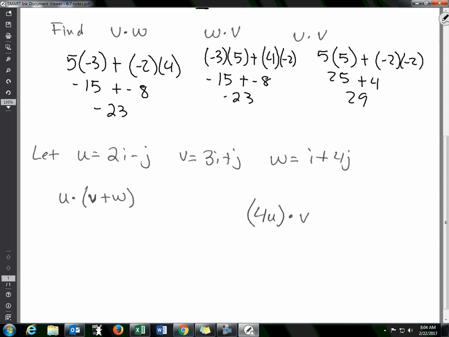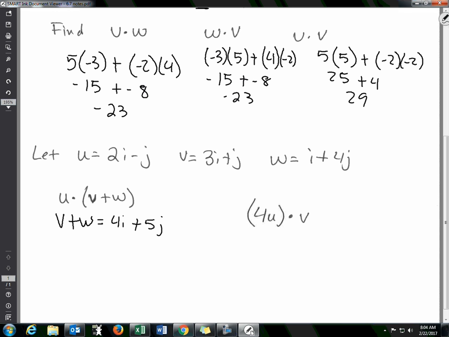So if I do v plus w, when you're adding vectors, you just add the coefficients in front of each of the letters that are the same. So 3 plus 1 is 4i. And then 1 plus 1j, so it's 1j. 1 plus 4 is 5, so it's plus 5j. Right, so that's v plus w.